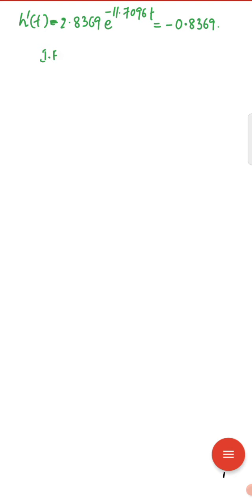What does it say? How to find the integrating factor? That is e to the power of, we know that p of x, the integrating factor is e to the power of p of x. See here.